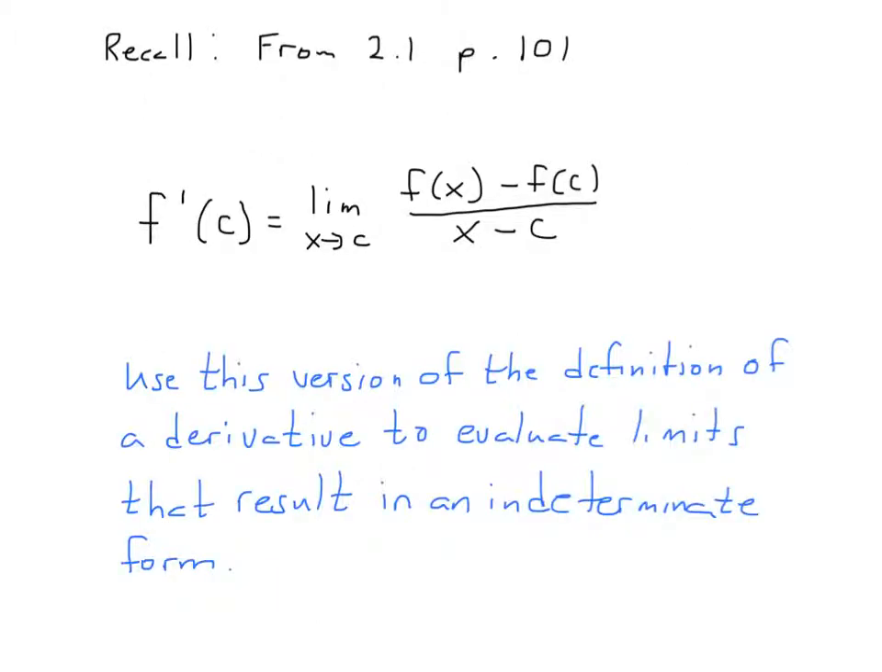The next thing I'd like you to do is recall from section 2.1, way back in September, on page 101, we had a definition of the derivative. One form of it was that f prime of c equals the limit as x approaches c of f of x minus f of c over x minus c. Now we're going to use this version of the definition of the derivative to evaluate limits that come out to be one of those first 2 indeterminate forms, either the 0 over 0 or positive or negative infinity over positive or negative infinity.